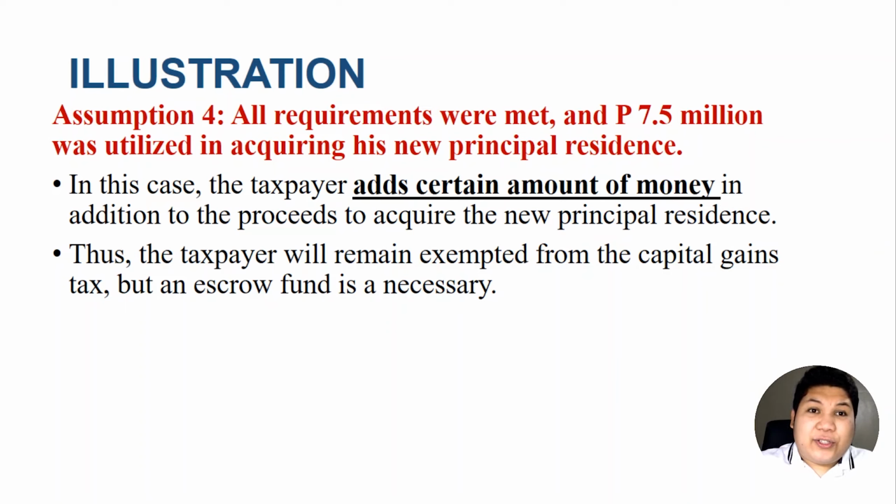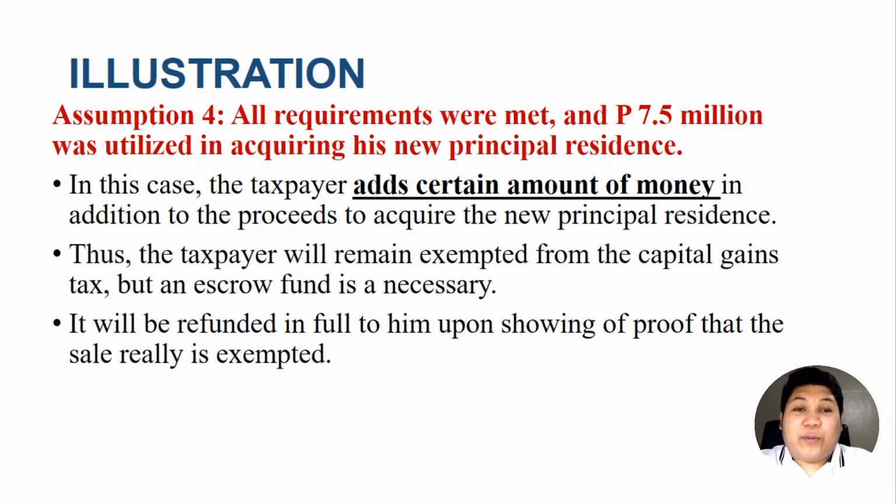So if you fail to utilize the proceeds within 18 months, that escrow fund will be appropriated to pay the corresponding capital gains tax. But if you really fully utilize the entire proceeds from the sale, then the escrow fund will be refunded back to you. Okay? So it will be refunded in full to him upon showing of proof that the sale was really exempted because he really fully utilized the proceeds of the sale.